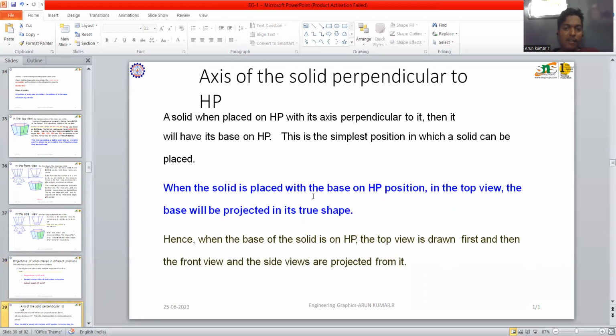Axis perpendicular to the HP: when a solid is placed on the HP with its axis perpendicular to it, it will have its base on the HP. This is the simplest position in which a solid can be placed. When a solid is placed with its base on the HP, in the top view the base will be projected in true shape. Hence, when the base of the solid is on the HP, the top view is drawn first, and then the front view and side view are projected from it.